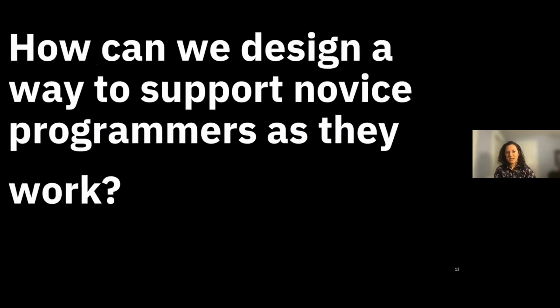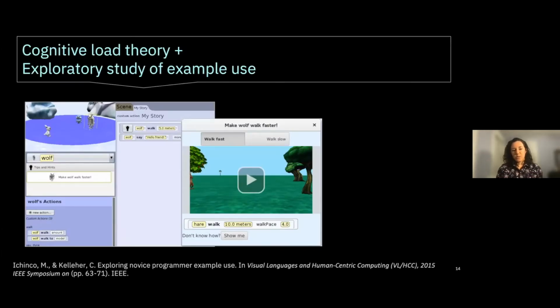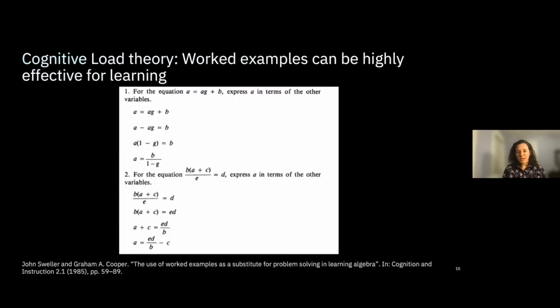So how can we design this kind of system to support novice programmers as they work in ways that help them to learn? To do this, we employed cognitive load theory, and we used that with an exploratory study of example use to try to understand what kinds of information kids need in order to learn and explore these new concepts. Cognitive load theory is a theory from psychology that talks about the amount of working memory we have and the presentation of different types of learning materials that can either take up our working memory and clog it up with things that aren't important, or we can present learning material in ways that are helpful and supportive to learning.